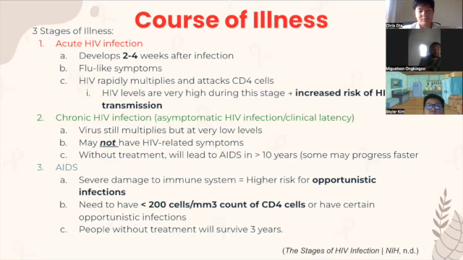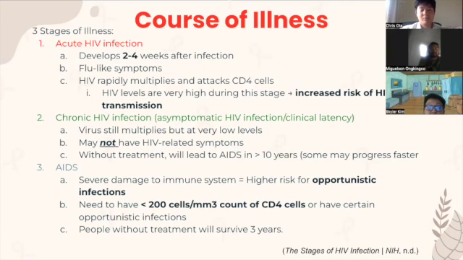The next stage is chronic HIV infection, otherwise known as asymptomatic HIV infection or clinical latency. The virus is still multiplying, but at very low levels. People in this stage don't really exhibit HIV-related symptoms. But without treatment, they'll progress into AIDS in greater than 10 years, though some people can progress faster.